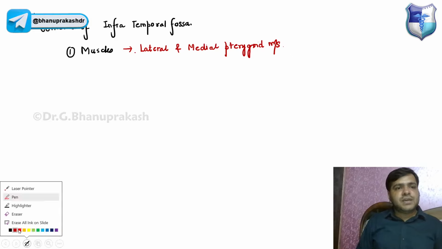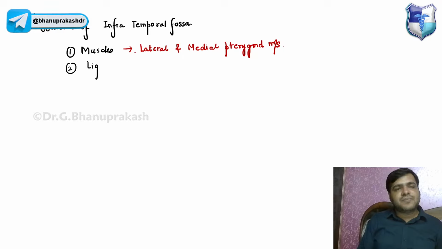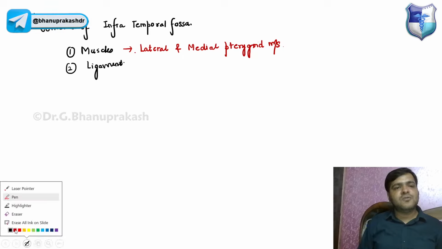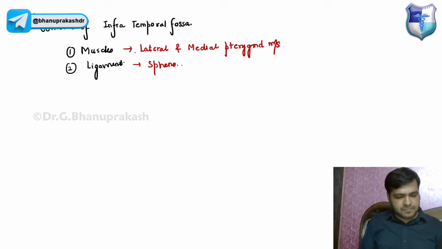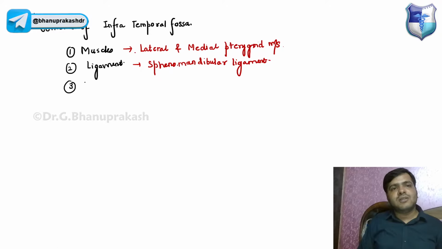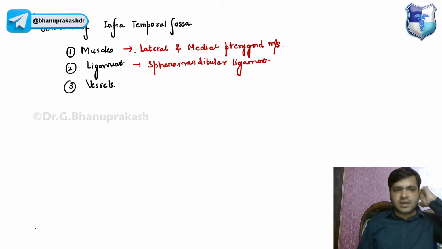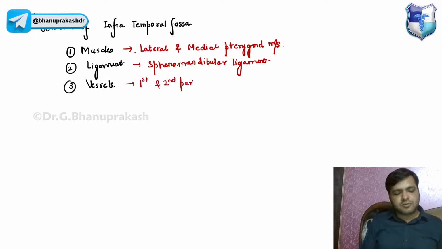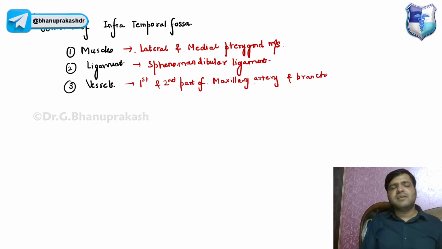Apart from that, guys, you will be able to see in this particular fossa a ligament, and that is called the sphenomandibular ligament. Yes, Venkatesh, very good. Again, guys, we have the arteries over here, or I can simply write the heading as vessels. I will be including all the arteries and veins which are passing through this infratemporal fossa. And remember, we have the first and second part of the maxillary artery, and branches. I'll be discussing the maxillary artery in detail.